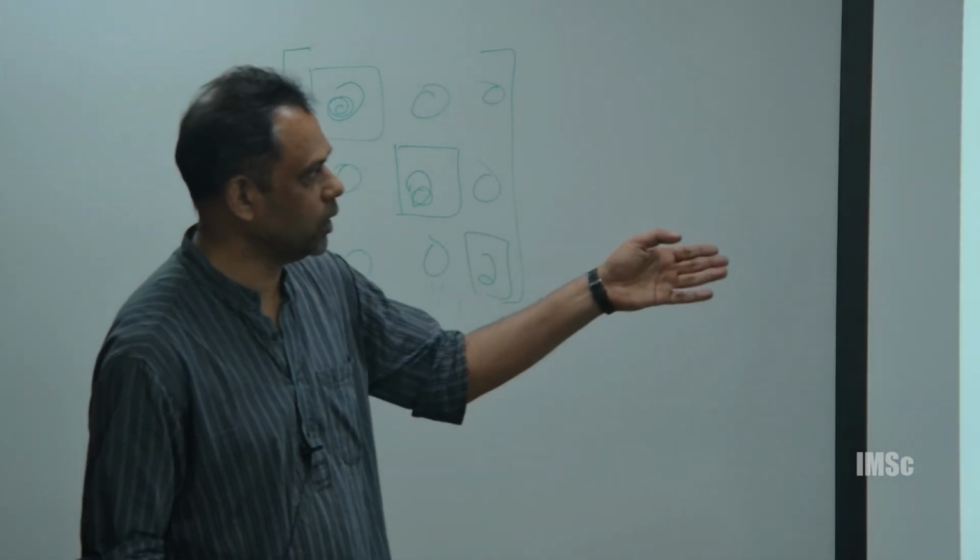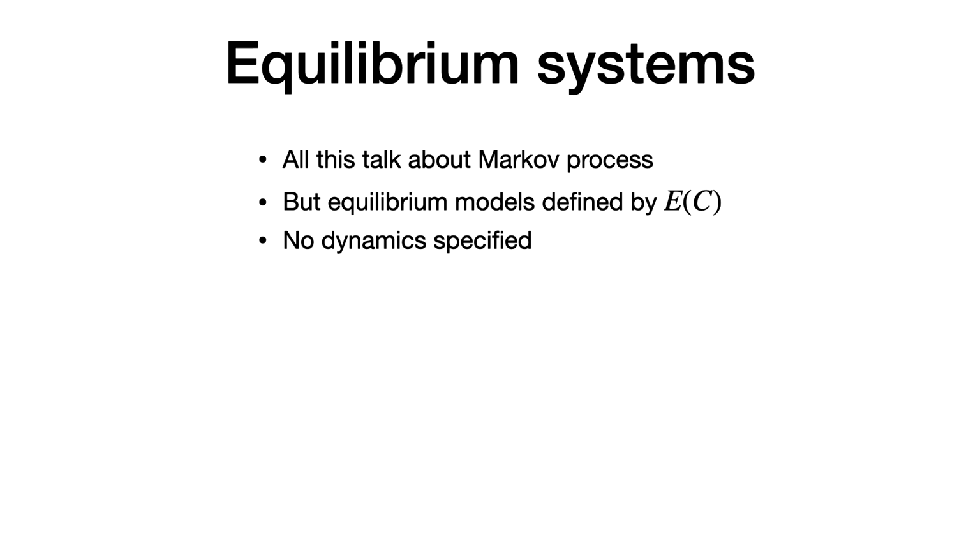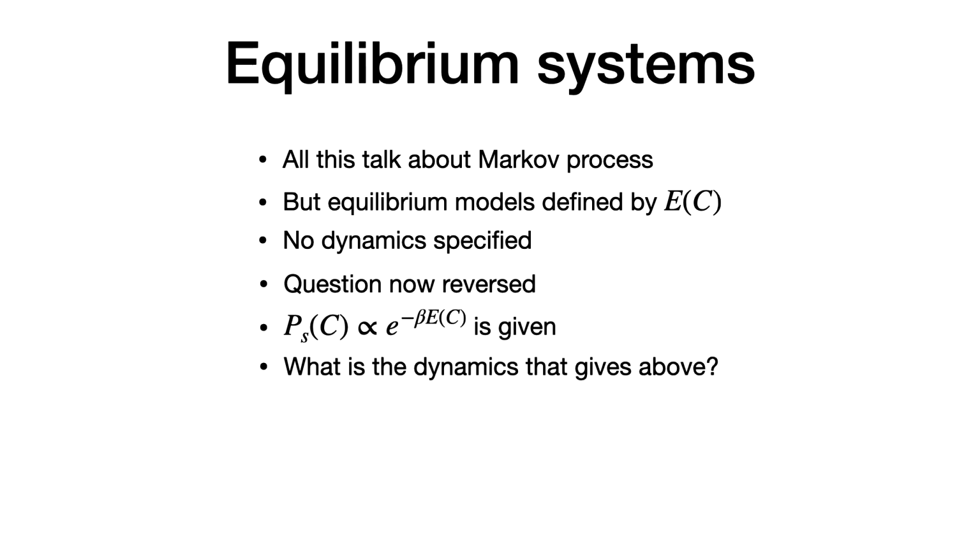Okay, all this talk up to now was about Markov processes, but yesterday we talked about no dynamics. We talked only about energies. So no dynamics specified. How does it apply to equilibrium systems? So, one last slide.